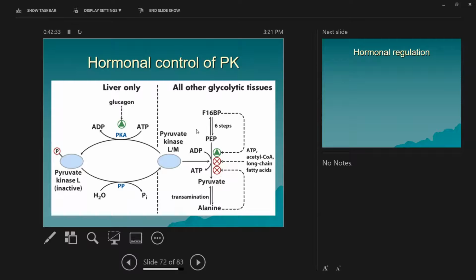Pyruvate kinase comes in a couple of different isozymes. There's an L and an M version of pyruvate kinase. Just take a guess where the L version is expressed. Liver. Just take a guess where the M one is expressed. Muscle.